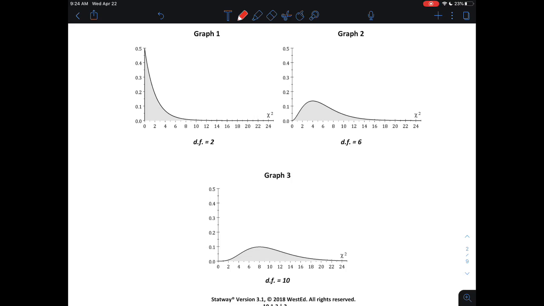And as you can see, the first graph with df, or degrees of freedom, equal to 2, is very skewed to the right. You can see that there's a high peak that it starts with, and then a very long right tail. And in fact, there's no left tail at all. So it's definitely skewed to the right. But as the degrees of freedom increases in graph 2 and then graph 3, you can start to see a left tail emerge, and it becomes a little bit less skewed to the right.